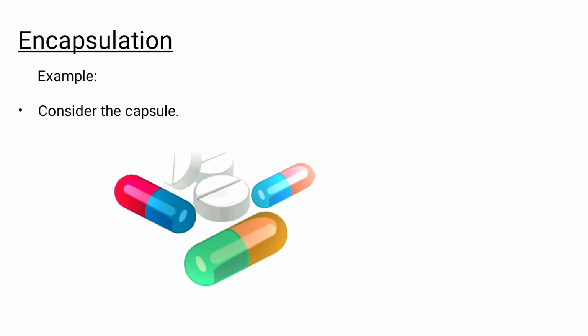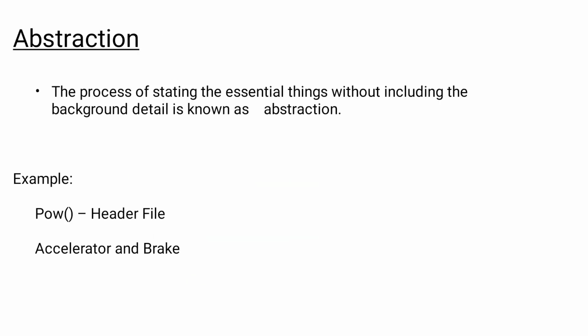For example, we consider the capsule for encapsulation. A capsule is a medical product. Encapsulation is defined as binding together the data and the functions that manipulate them. In encapsulation, it is hidden from external access. The capsule is considered for data hiding.